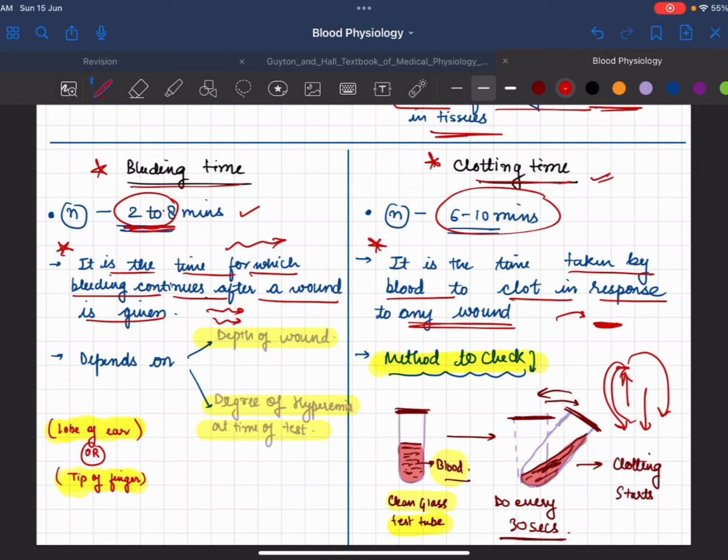So what will happen when we do this thing every 30 seconds for the next 5 to 10 minutes? We will see that clotting has occurred. So this is used to check the exact clotting time of that blood, right? What is the clotting time of that particular sample of blood?